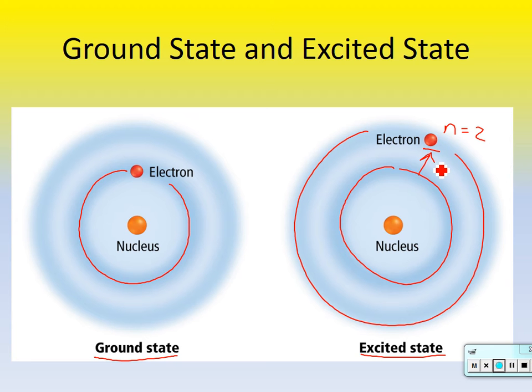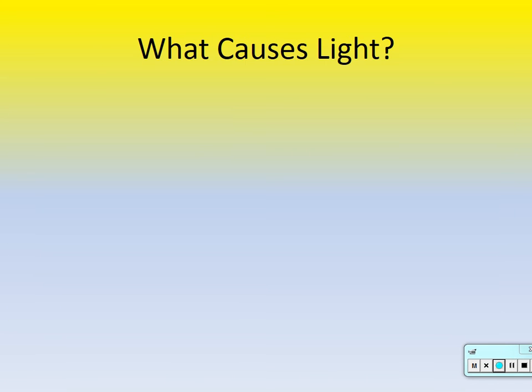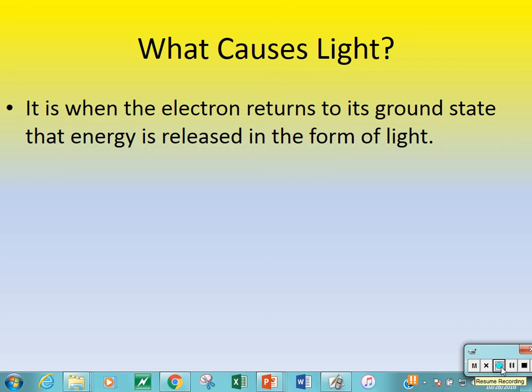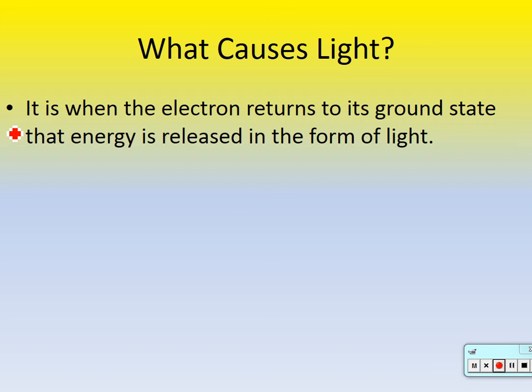Okay. But it's very important. There has to be an input of energy here, and then when it comes back down, can you just destroy energy? Nope. You can't destroy it, so it's given off. Okay, that energy is given back, and that's where light comes from. So let's talk about that. So it is when the electron returns to ground state that the energy is released in the form of light. That energy that it gained before is now given back in the form of light.